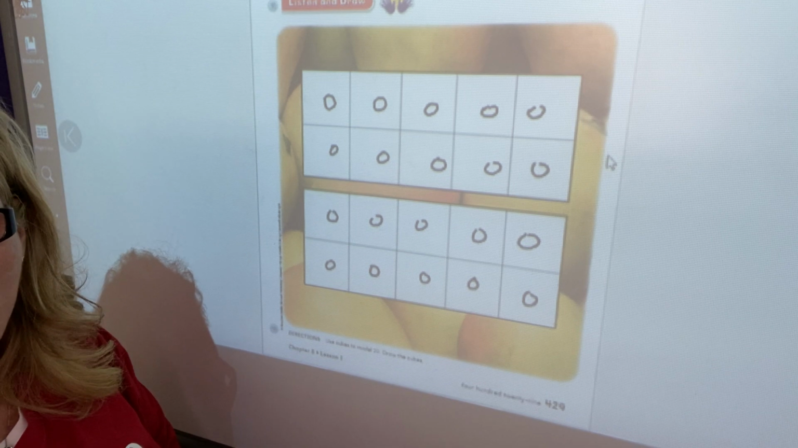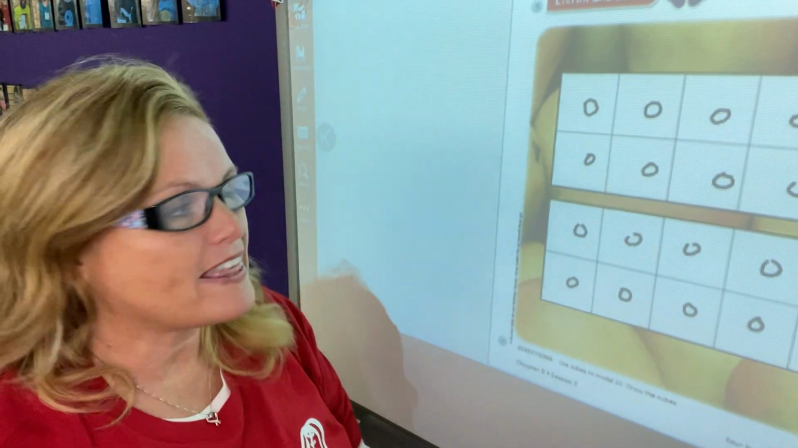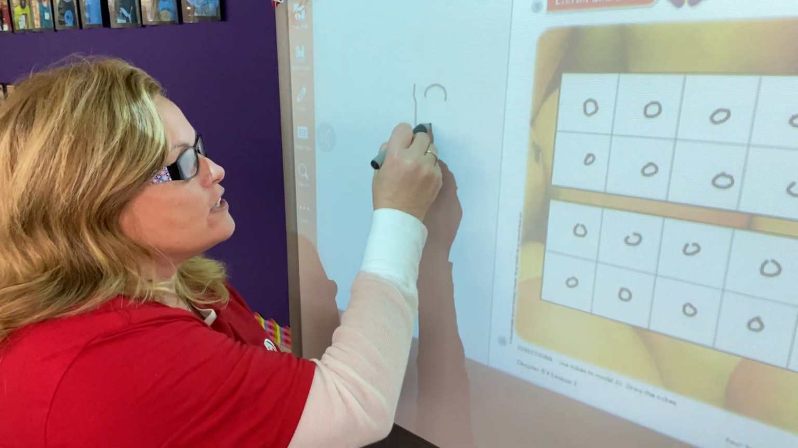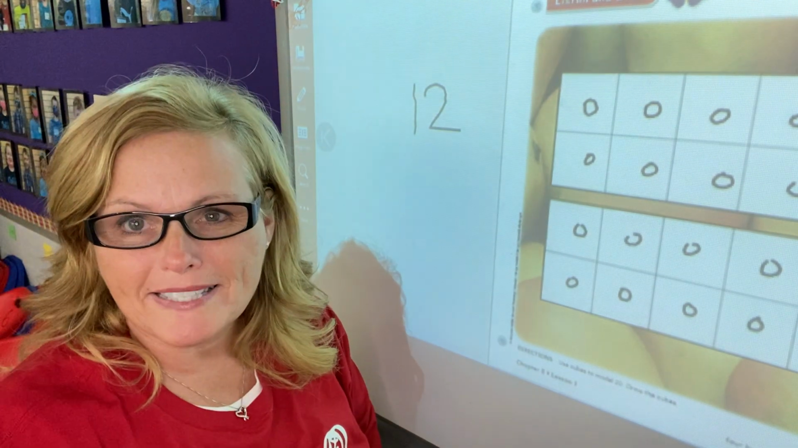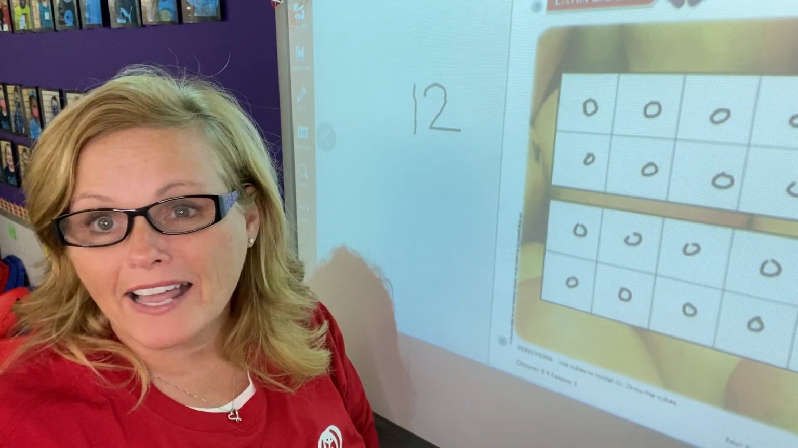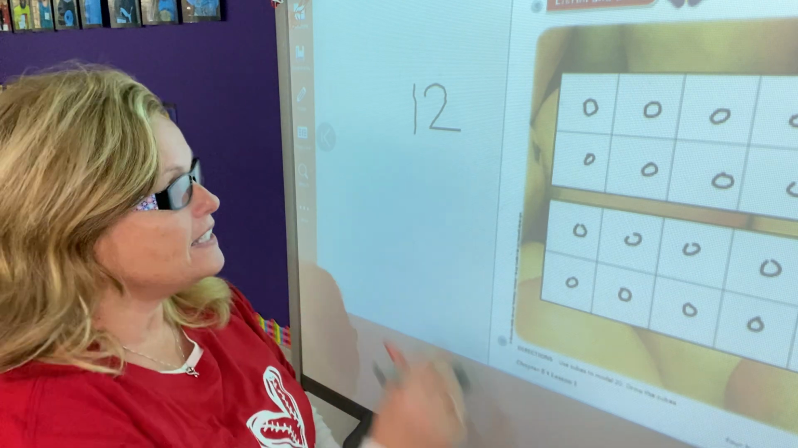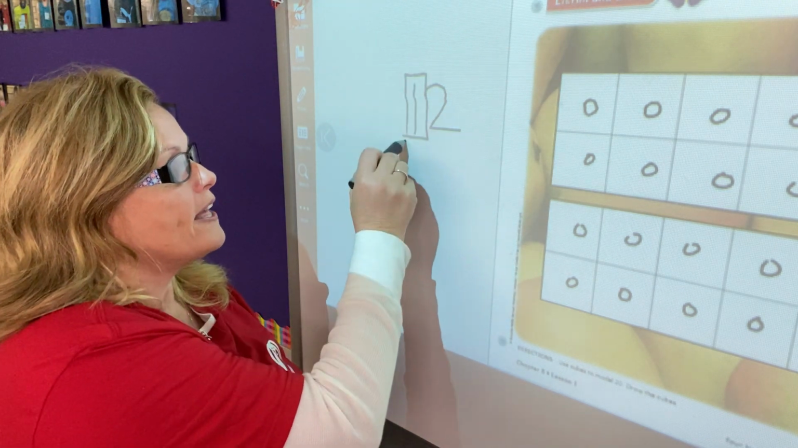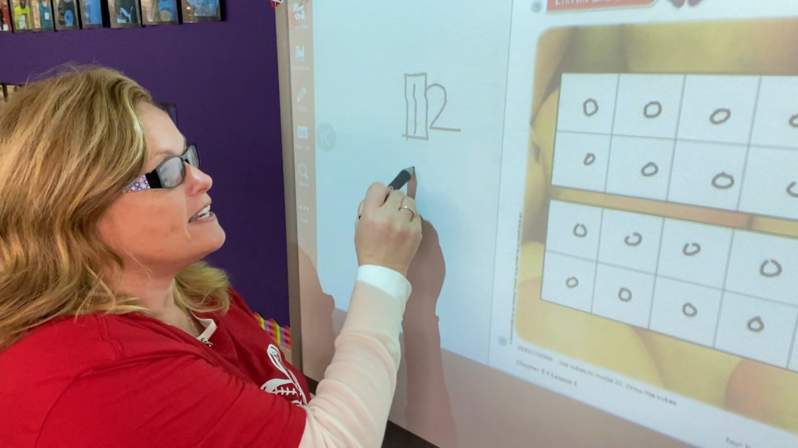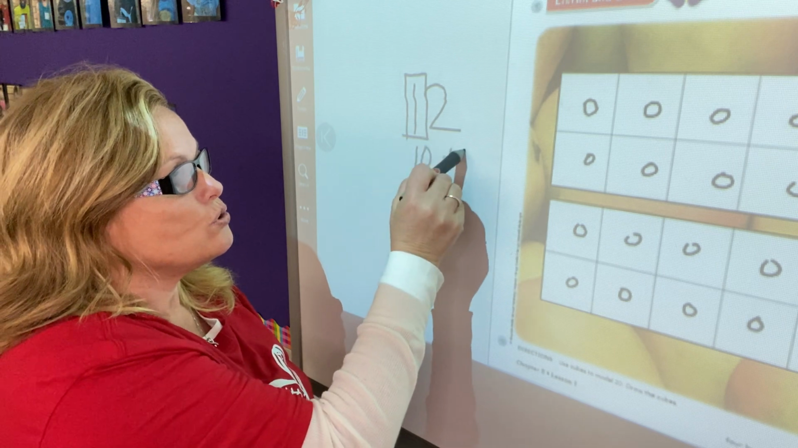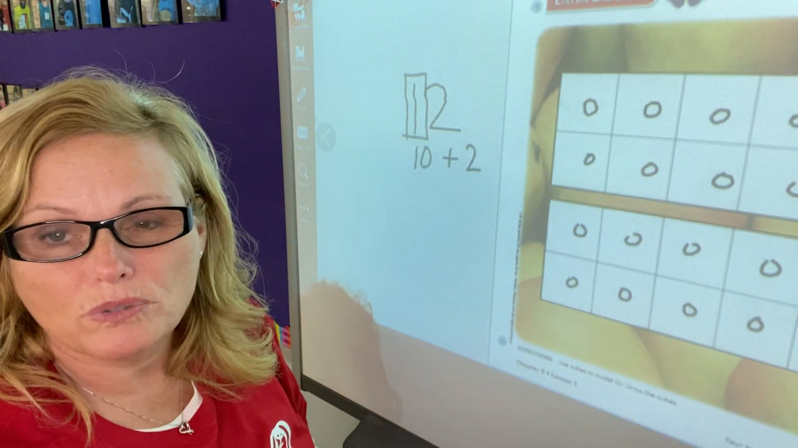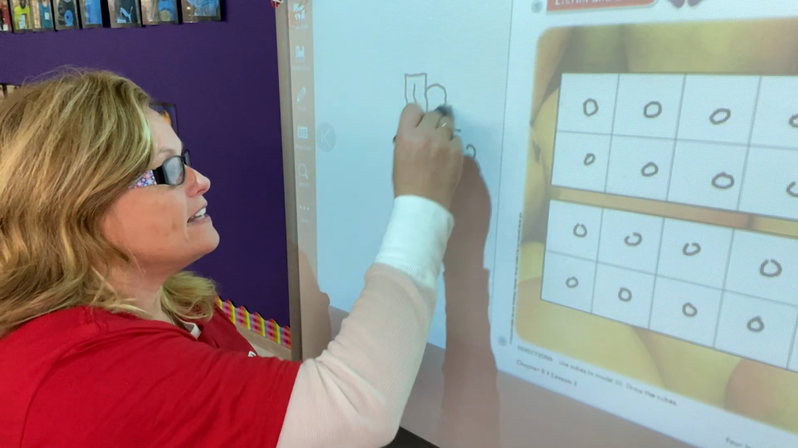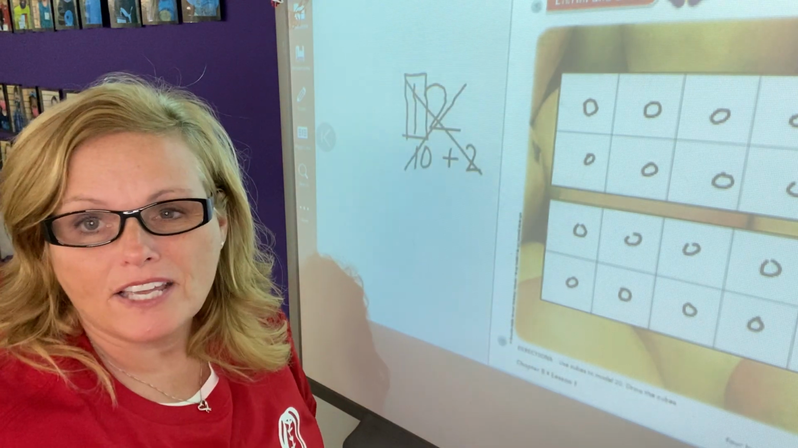20 looks like what? We have a lot of friends in kindergarten who get very confused and they think that a 1 and a 2 is 20. That is not 20. That is a teen. It starts with a 1. That means it's one set of 10 plus 2 1s. That is only 12. So that is not how we write 20.